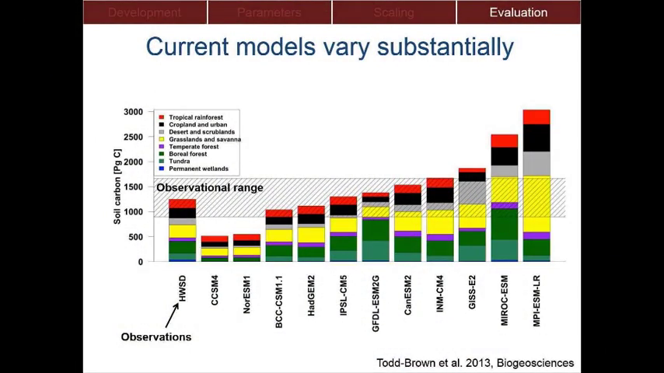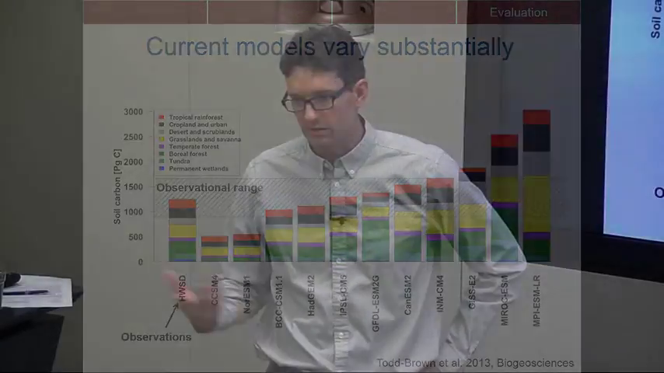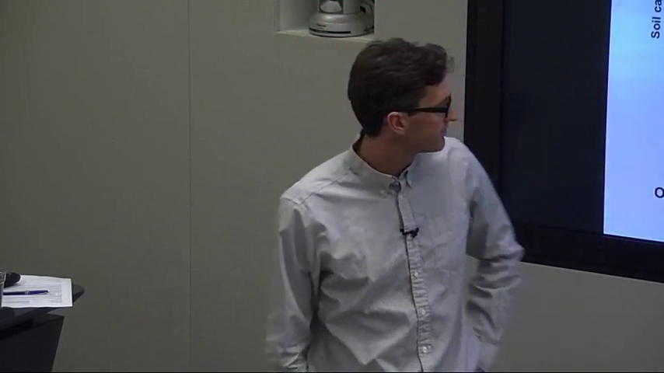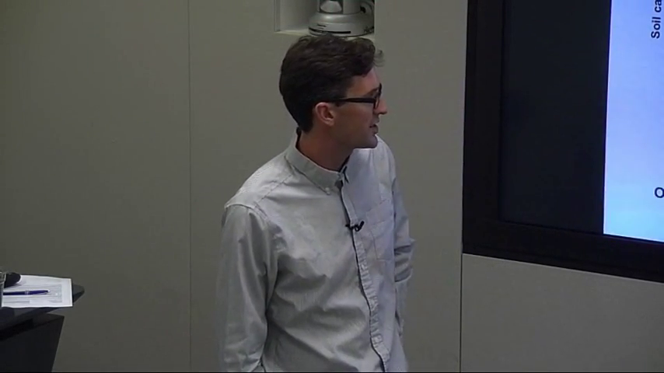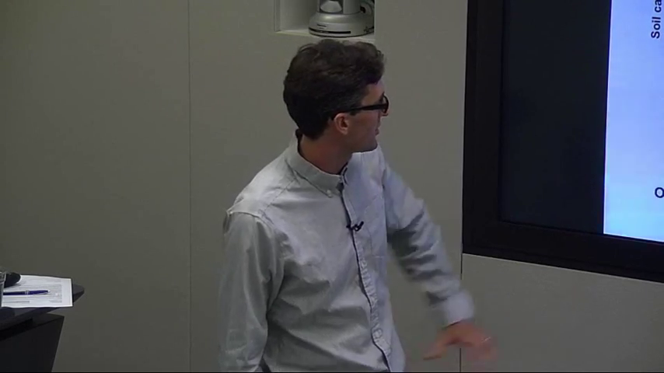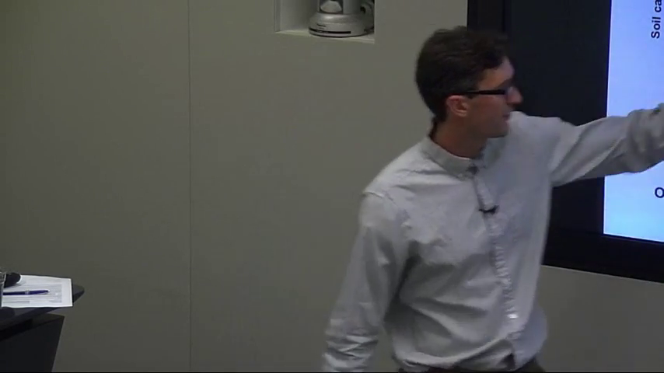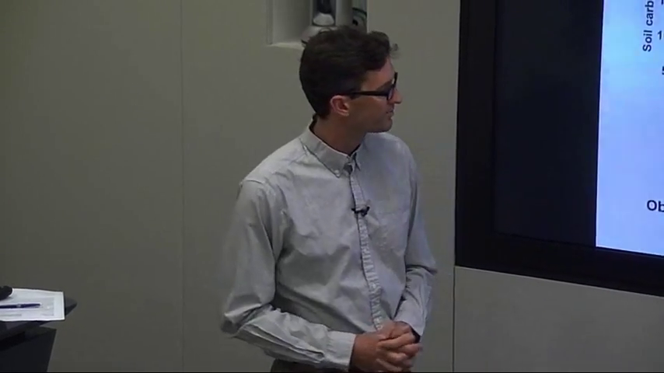So here are the results for the models. These are about a dozen different Earth system models that have been included in the IPCC reports. And you can see there's a range here. So some of the lowest carbon models have only about 500 petagrams globally, whereas the highest models have nearly 3,000. There are some models that fall within our observational range. So that's promising. There's actually some agreement with some of the models and the data.